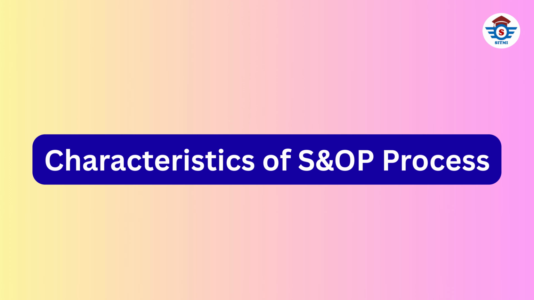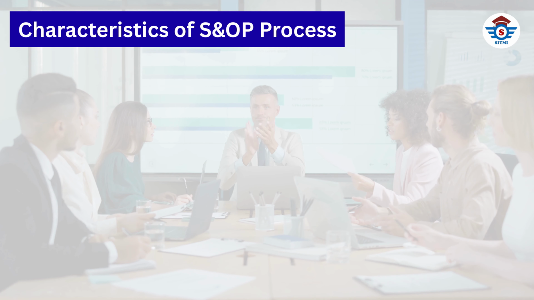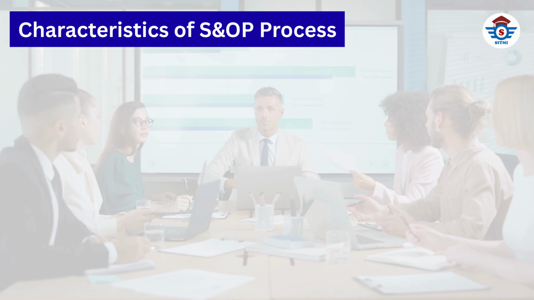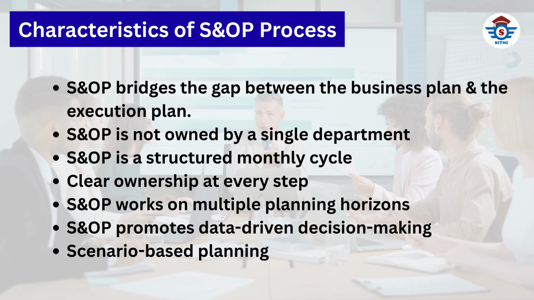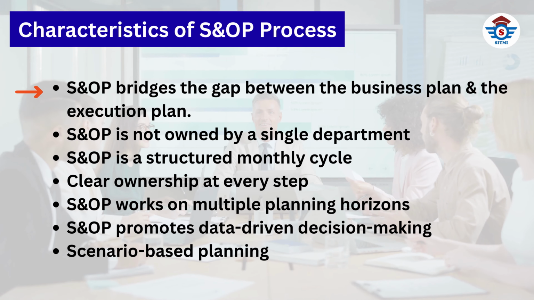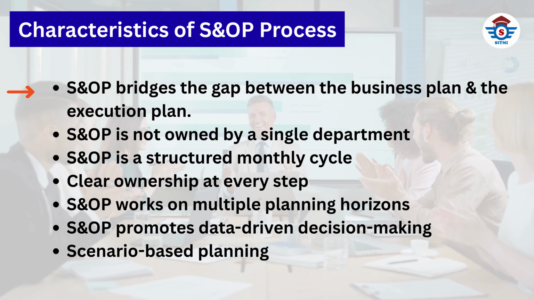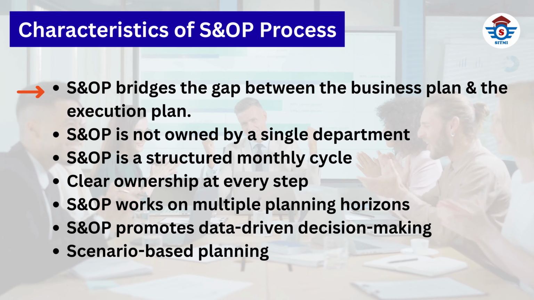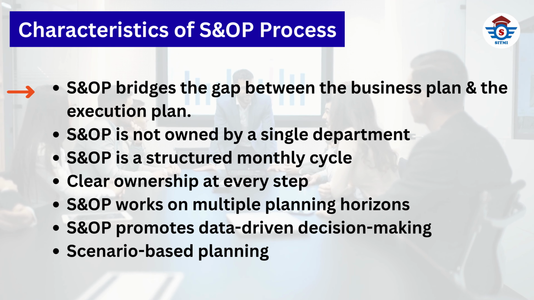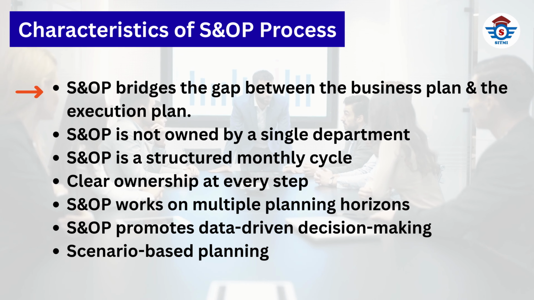Dear learners, now let us understand the key characteristics of the S&OP process, which clearly explain why S&OP is so powerful and widely used in modern organizations. The first and most important characteristic of S&OP is that it bridges the gap between the business plan and the execution plan. In our laptop example, leadership approved demand growth in Q4, and S&OP translated that strategy into real actions like extra shifts, supplier development, and additional storage.